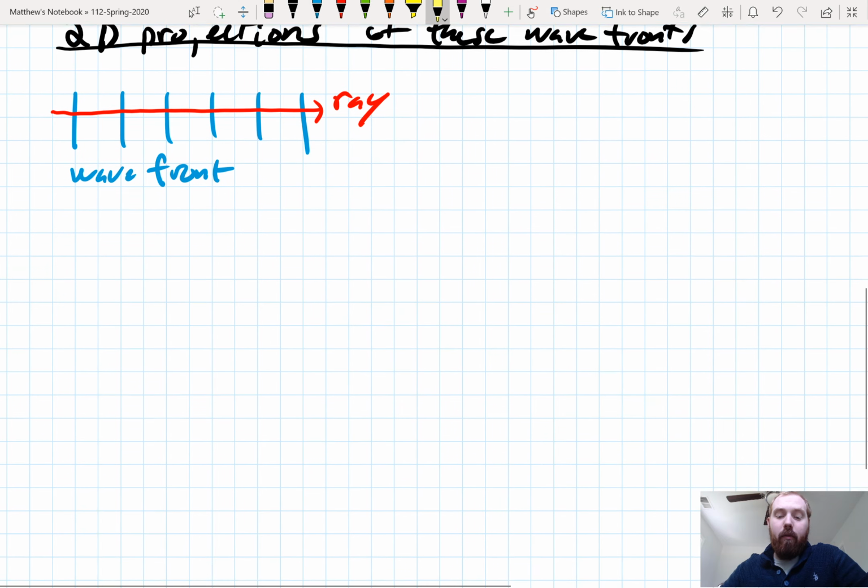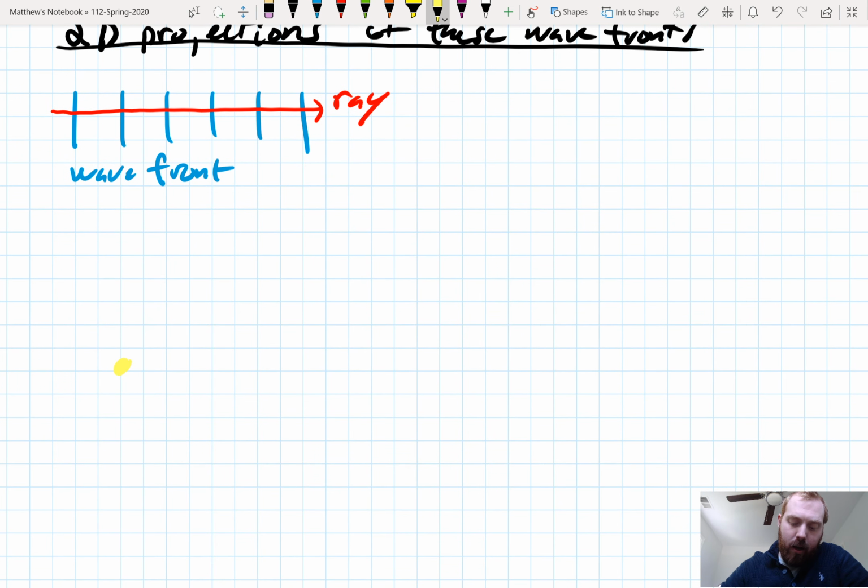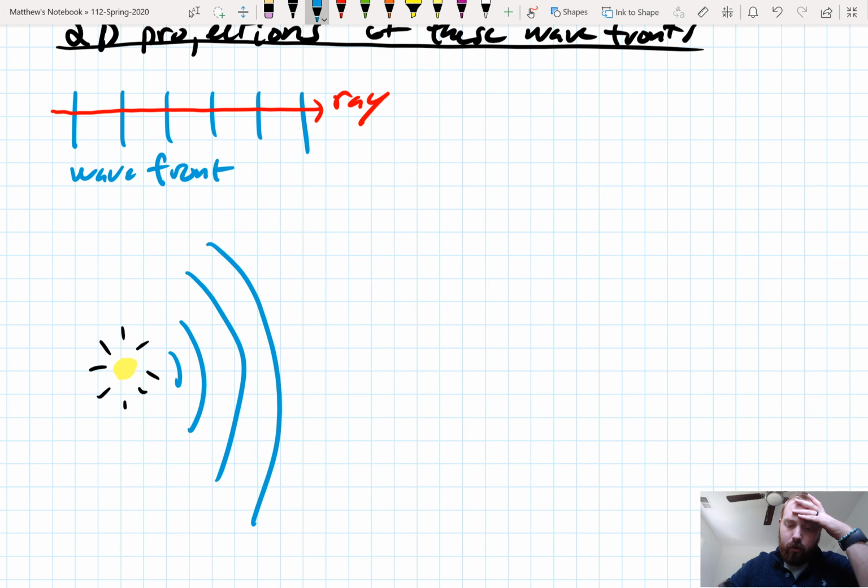Do the same thing for the spherical one. Right? Imagine I've got some light source. Could be a star. Could be a light bulb. Right? This thing's radiating in a radial direction. So here are my wavefronts. Spherically outwards. And what rays are being radiated by this star? Well, the rays are too.